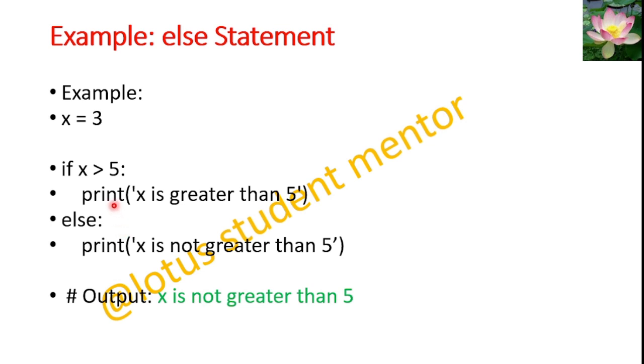If the condition is true, then under the if condition, print x is greater than 5. It is false. Under the else condition, what is that? x is not greater than 5. That will be the output of the program. That means the else statement will be used only when the if condition is false. If the condition is true, the print statement under the if condition will be printed.